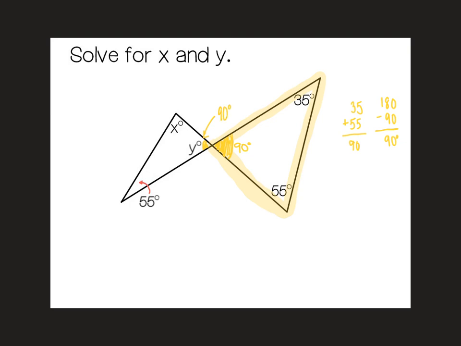Once I fill in angle Y, now if I start focusing on this triangle, I have an angle that's 90 degrees and an angle that's 55 degrees. When I add those together, I get 145 degrees. Again, that triangle on the left has to add up to 180, so 180 minus 145 is 35 degrees. So angle X is 35 degrees.